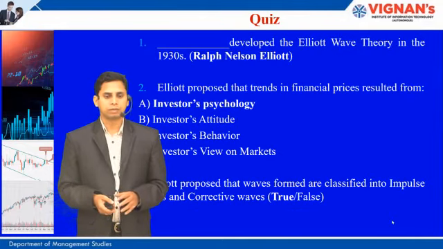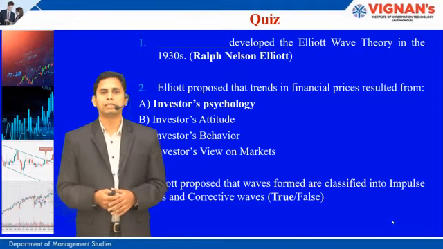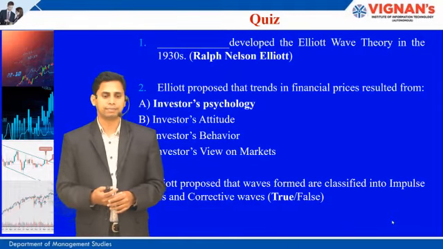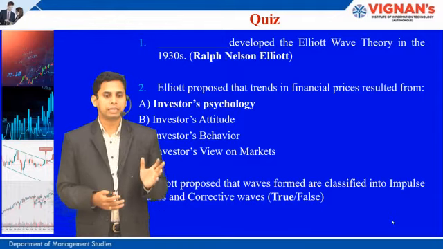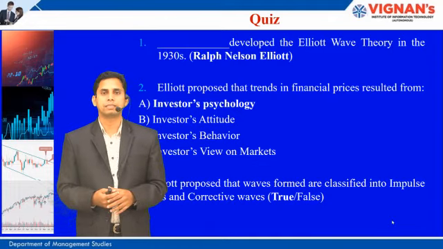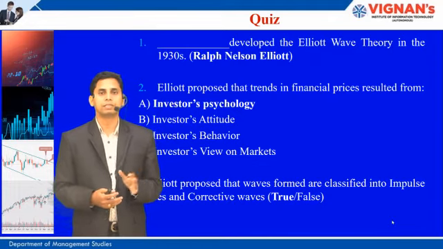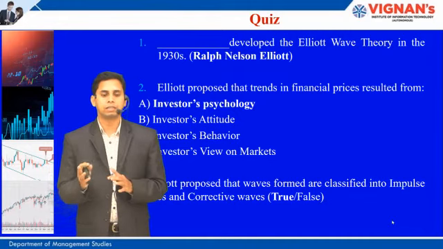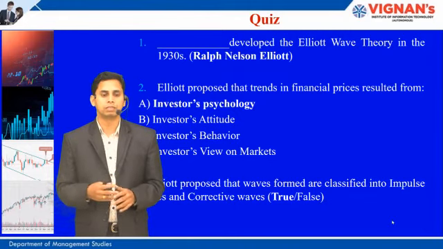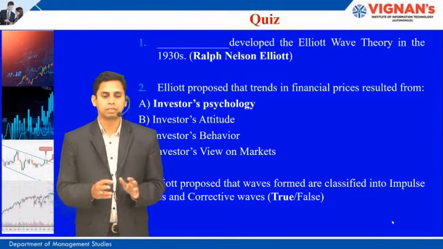Now let's see a small quiz. Who developed the Elliott wave theory in the 1930s? That is Ralph Nelson Elliott. Elliott proposed that trends in financial prices result from investor psychology, because the Elliott wave theory is based on investor psychology. It's not based on attitude, behavior, or views on the markets.